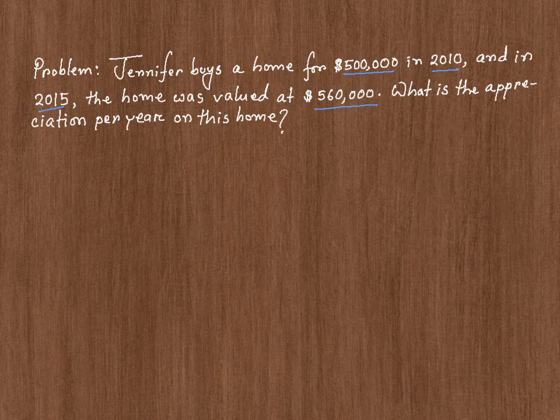Now the question is asking, what is the appreciation rate per year on this home? That's what the question is. So we need to find out what percent the home increased every year in terms of value, or how much money did it increase per year in terms of its value. In order to solve this problem, we need to use the slope formula. The slope formula is m is equal to y2 minus y1 divided by x2 minus x1.